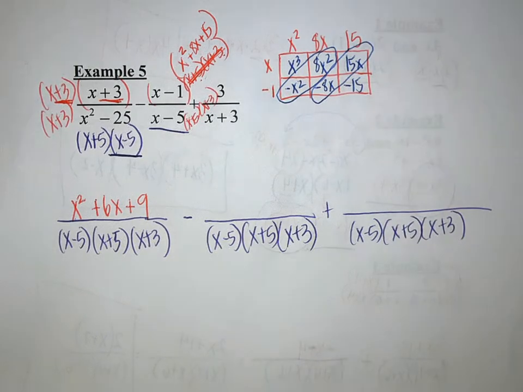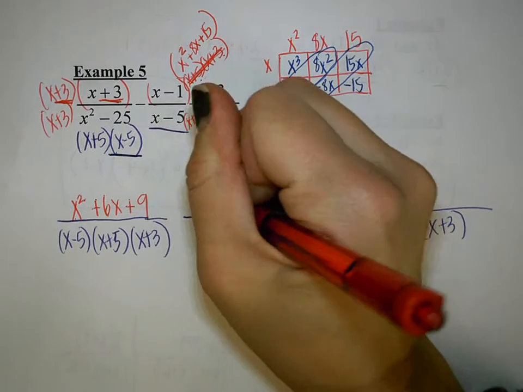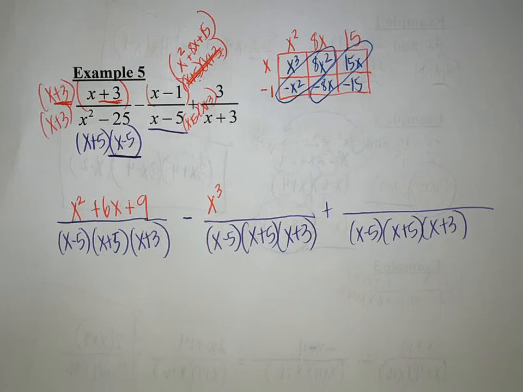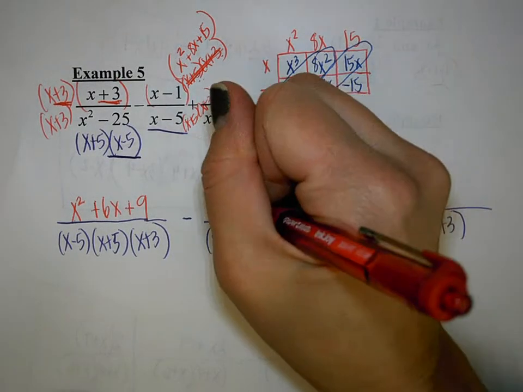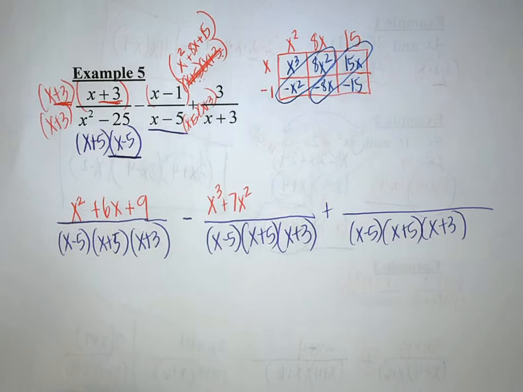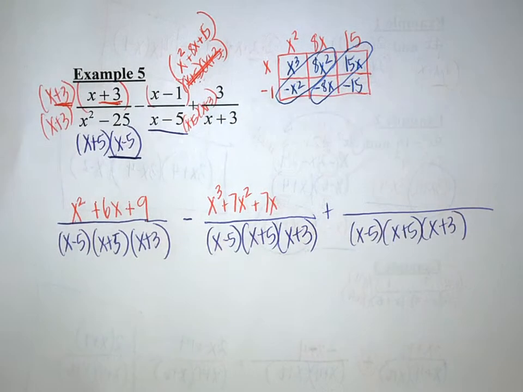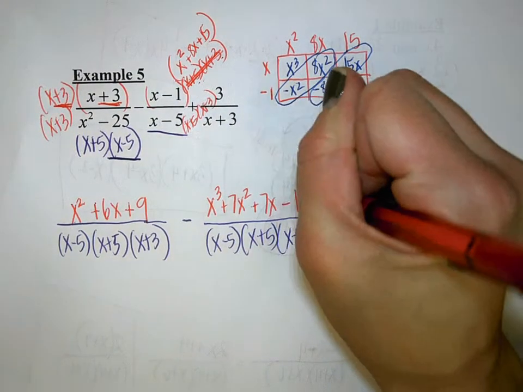So when I write all that out, it's going to start with x to the third. 8x squared and negative x squared makes a positive 7x squared. 15x and negative 8x makes a positive 7x. And then I have minus 15.